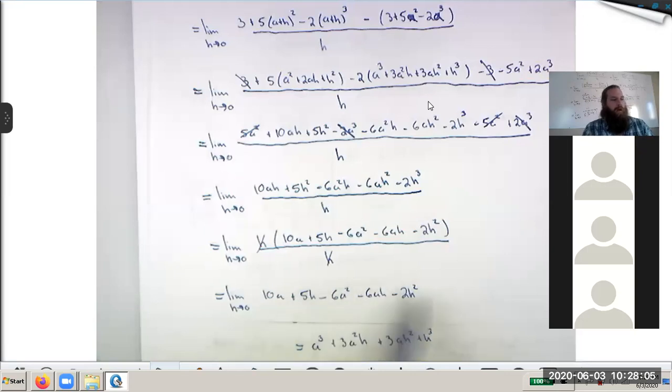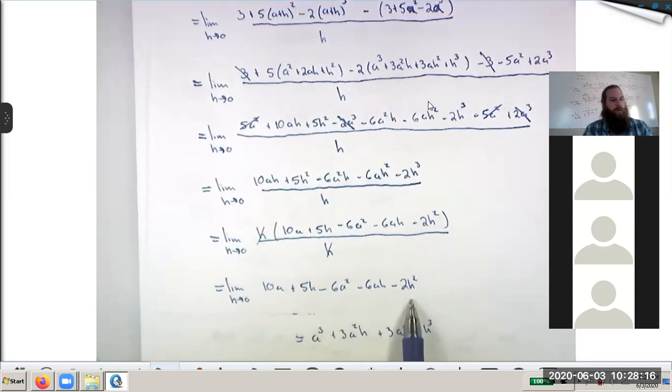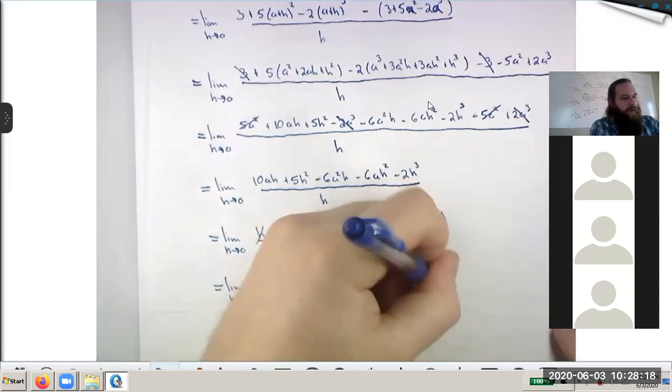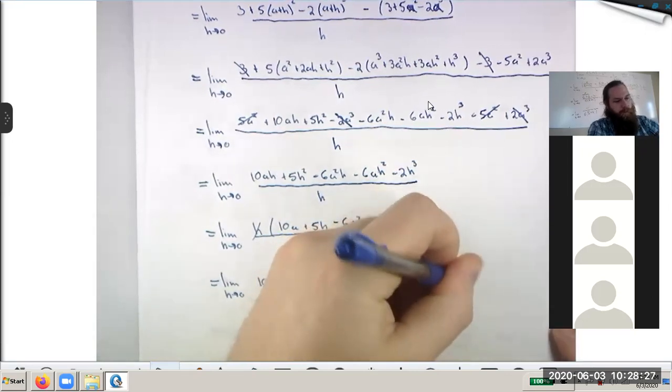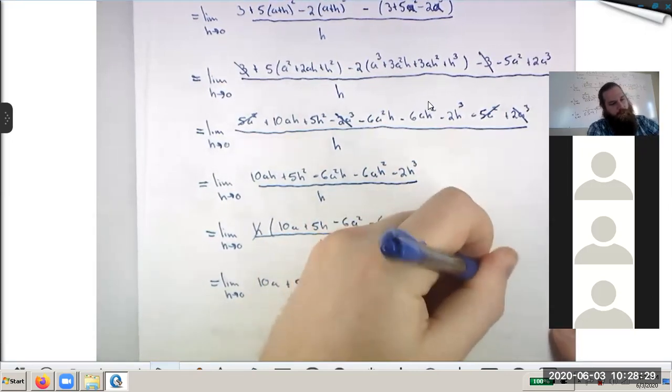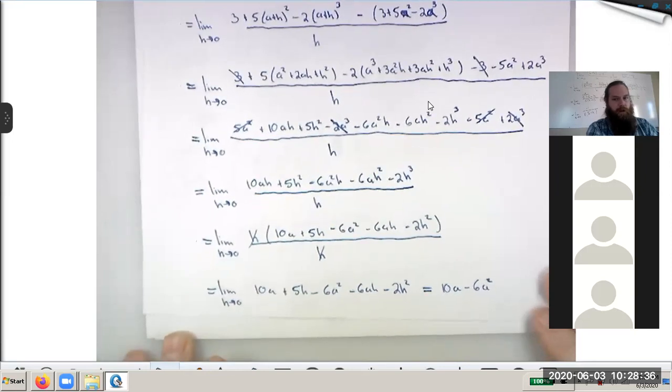And now I can plug in h equals 0 because there's no more h in the denominator. When I plug in h equals 0, this term will go to 0 because it has an h. This term will go to 0 because it has an h. This term will go to 0 because it has an h squared. So what's left? I've got 10a minus 6a squared. Every other term there went to 0 because it had an h.